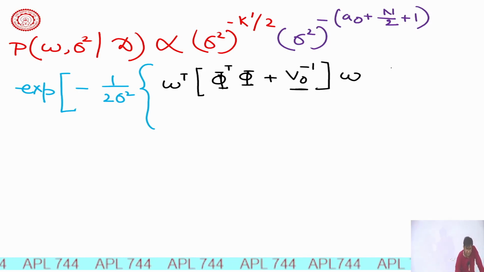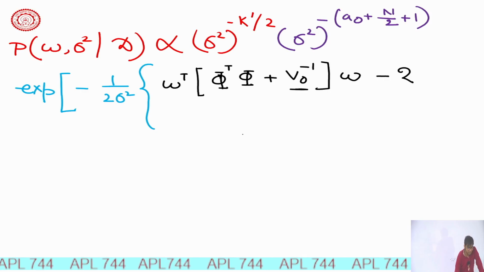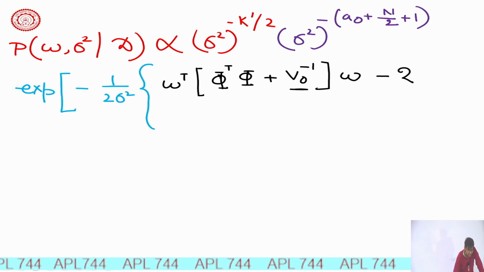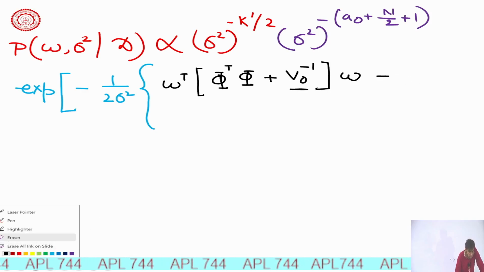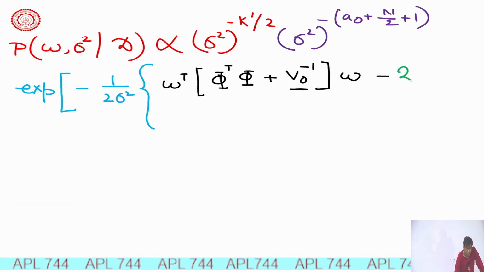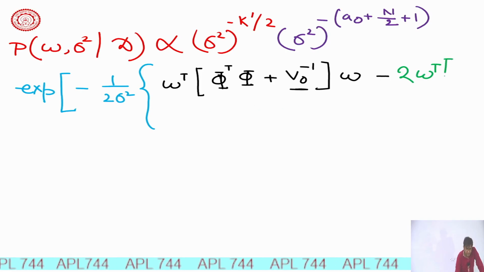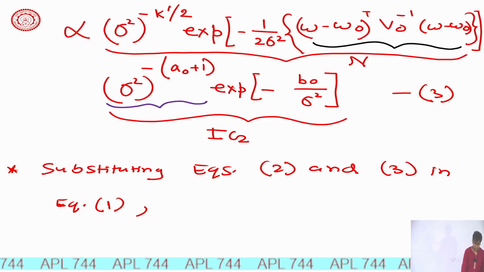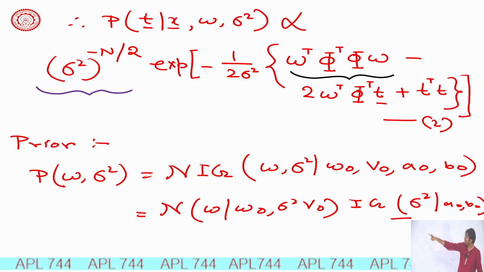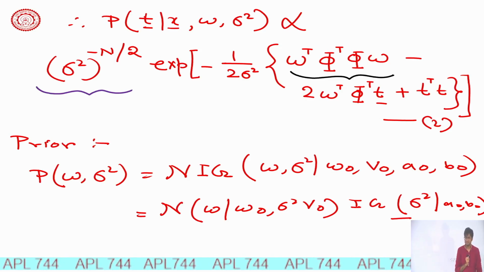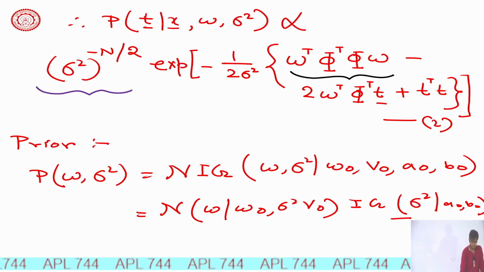So minus, and there will be a 2, so minus 2 W transpose. Let me change the color actually. So minus 2 W transpose, and in the bracket what will I have? Let us see. This one is simple. I will have P transpose T. That is the linear term, right? P transpose T in equation 2. This term basically.